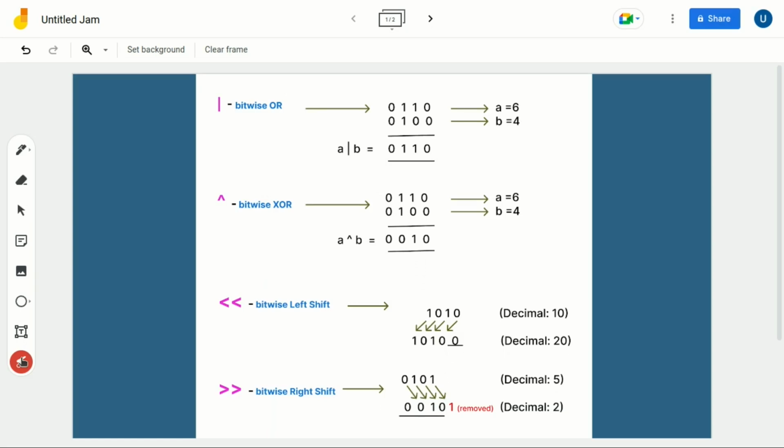It is a little different from bitwise OR and bitwise AND. If both bits are the same, it results in 0, otherwise 1.